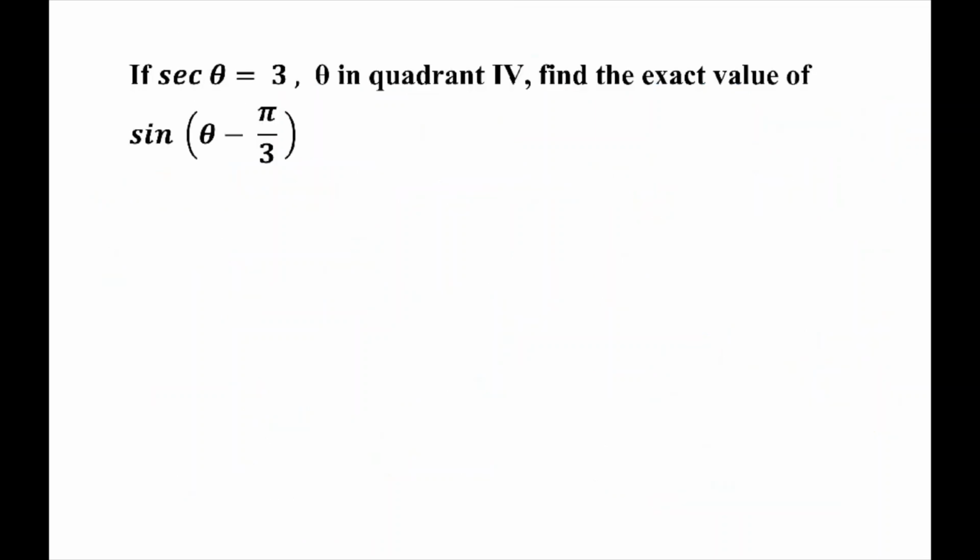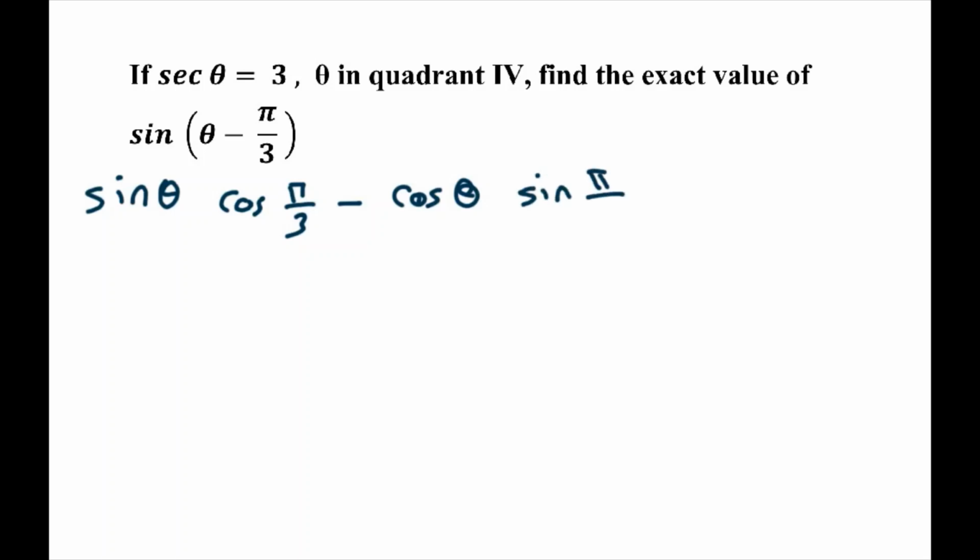Last question, secant theta is 3. Sine theta minus pi over 3 is basically sine theta cosine pi over 3 minus cosine theta sine pi over 3. Again, we know cosine pi over 3 is 1/2. We know sine pi over 3 is square root of 3 over 2. Now we need to find sine theta and cosine theta.